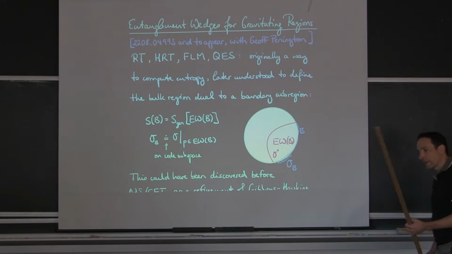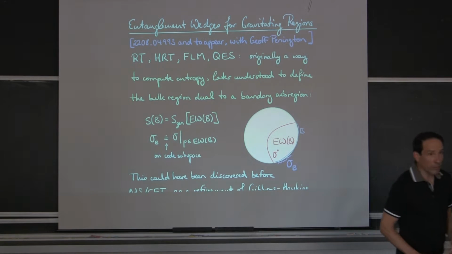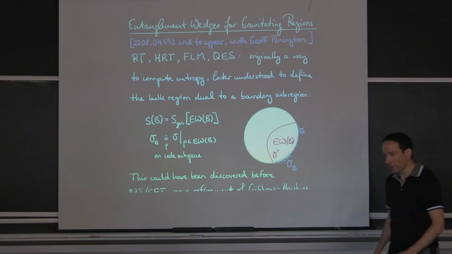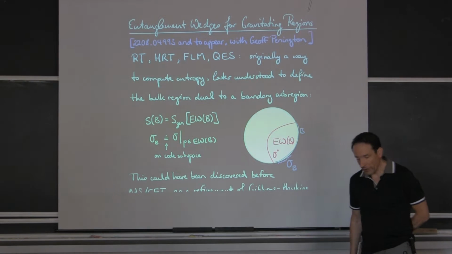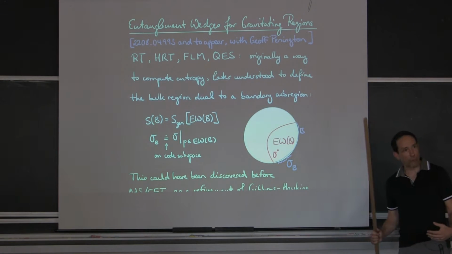And what I want to discuss is entanglement wedges. I want to talk about how we think of them. A lot of the focus about entanglement wedges has been on figuring out what is the correct prescription for the entanglement wedge of a boundary region.